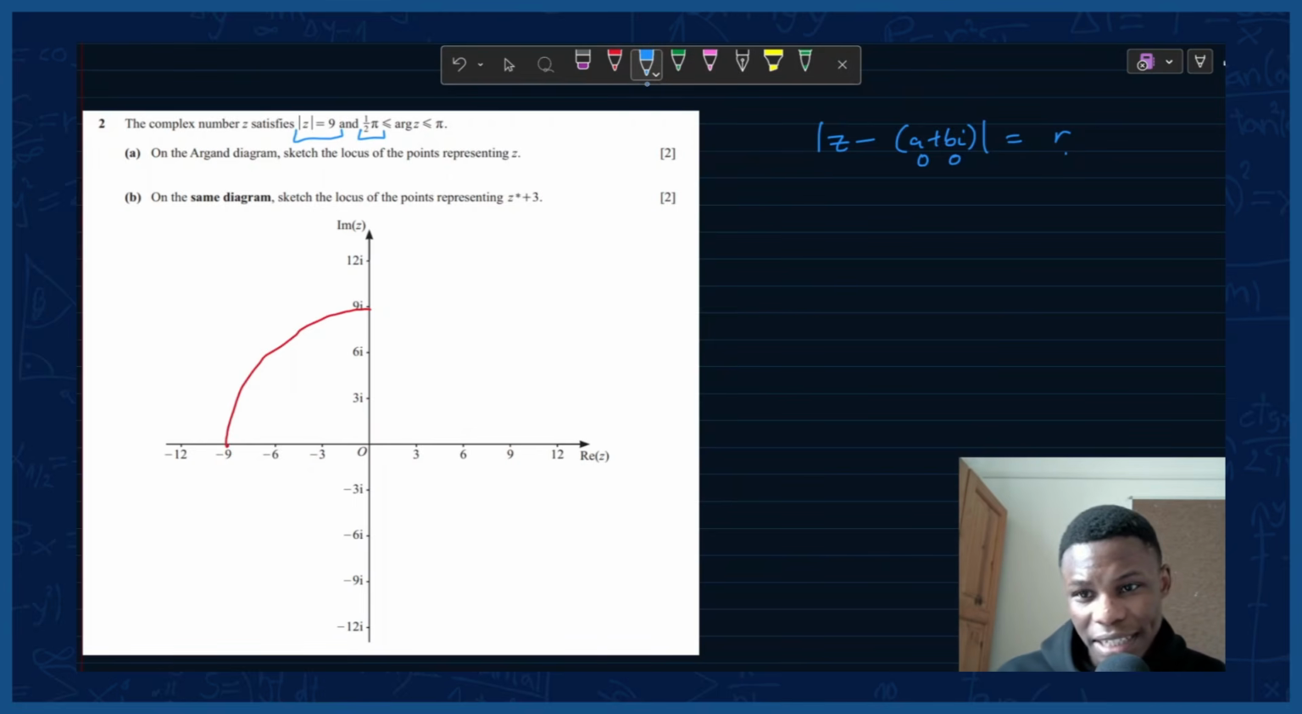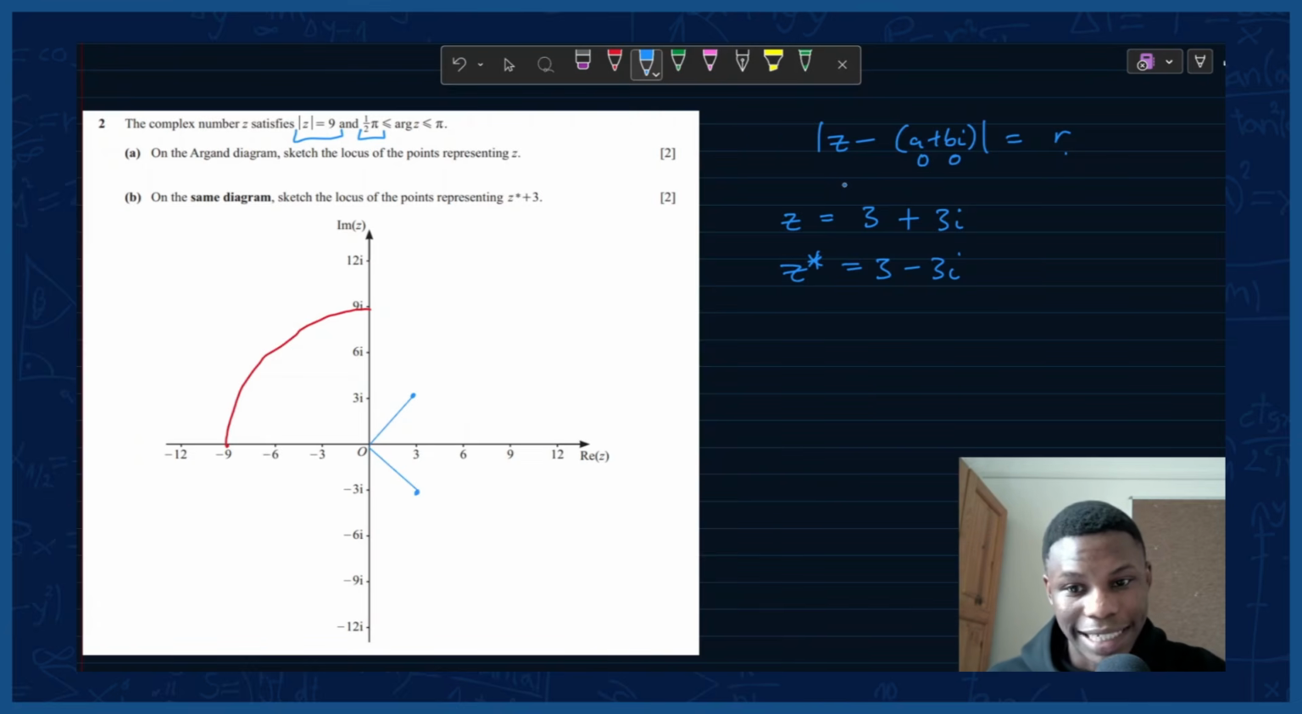Now part B goes on to say, on the same diagram, sketch the locus of points representing z star plus 3. Okay. So if I gave you a complex number z, to stay in touch with the plane, say 3 plus 3i, then that complex number would be there, right? 3 units in the real axis and 3 units in the imaginary axis. Now z star in that case would be 3 minus 3i. So that would be 3 units in the real axis, that's still the same. The only difference is that it's now minus 3 units in the imaginary axis.